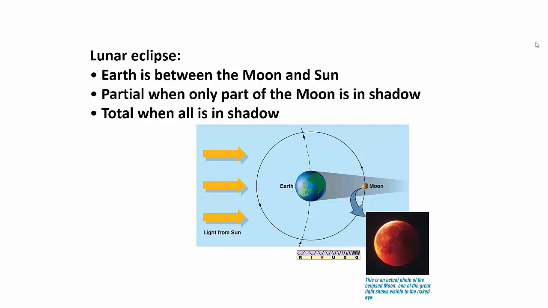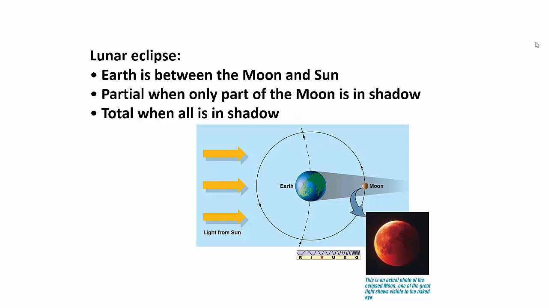What is an eclipse? Okay, specifically a lunar eclipse. This picture shows it really well. You've got the sun, the earth, and the moon in that order. So the sun is shining on the earth, the earth is casting a shadow, the moon goes around the earth, and the moon gets caught in the shadow. That's what an eclipse is.